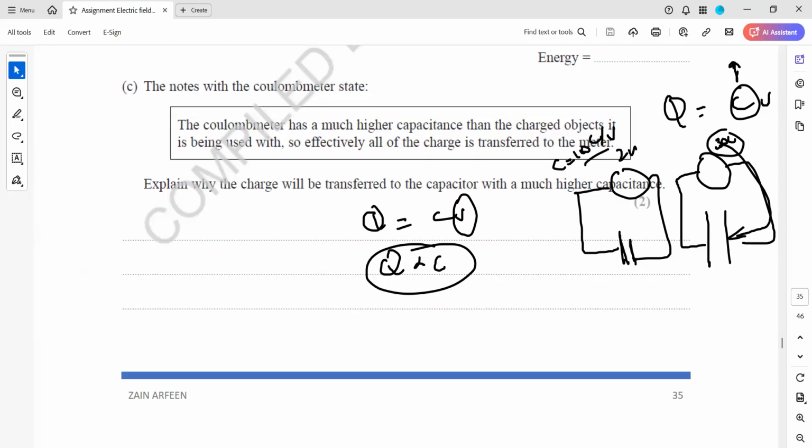But because the coulomb meter has a high capacitance, for the same volt it will store more charge, because the value of C is higher. Q is proportional to C, because the formula is Q equals CV, but V is constant. If I need 2 volts here, I also need 2 volts here. For the same 2 volts, I can store more charge on the coulomb meter as compared to that of the other device. Is this relation clear?